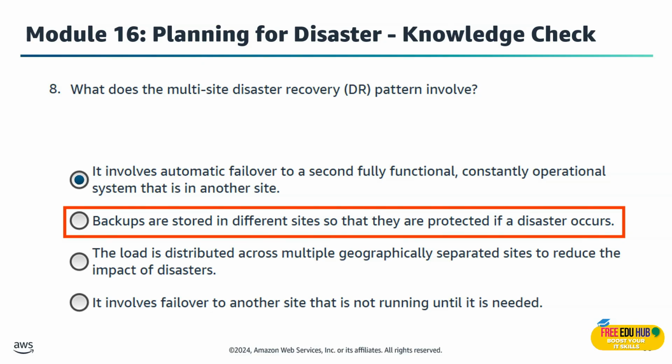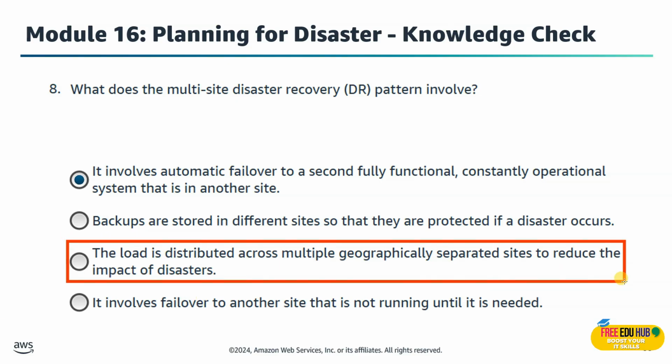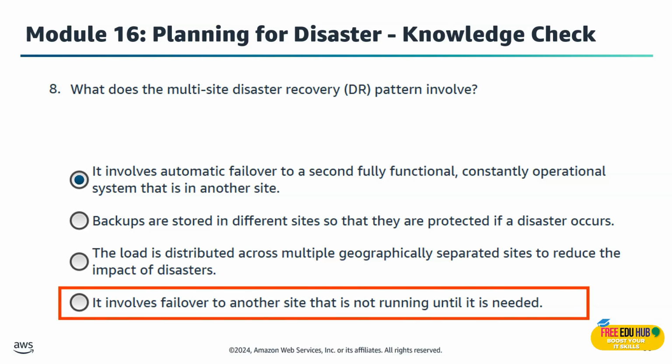If we see the other options, for example, the first one says backups are stored in different sites so that they are protected if a disaster occurs. We are not selecting this one because that's backup and restore, not multi-site. The second one says the load is distributed across multiple geographically separated sites to reduce the impact of a disaster. This hints at active behavior but doesn't capture the purpose of disaster recovery failover in this context, and clearly is not the correct choice. And the third option involves failover to another site that is not running until it's needed. We are not selecting this one also because that's pilot light or warm standby, not multi-site.